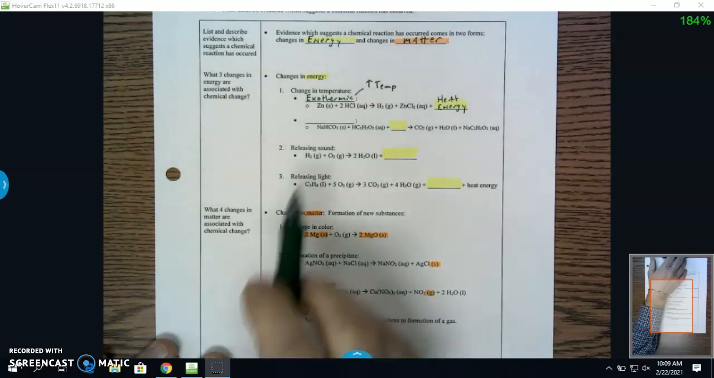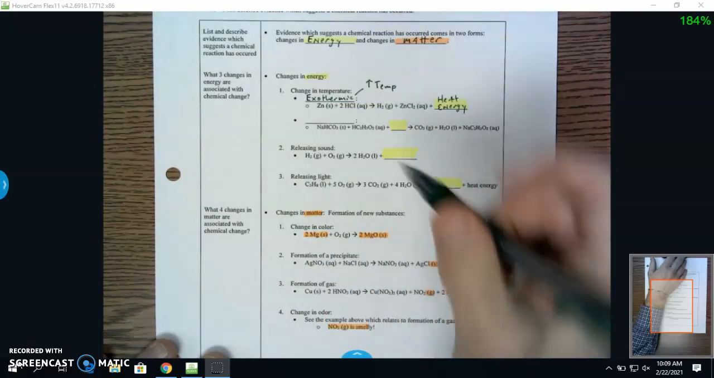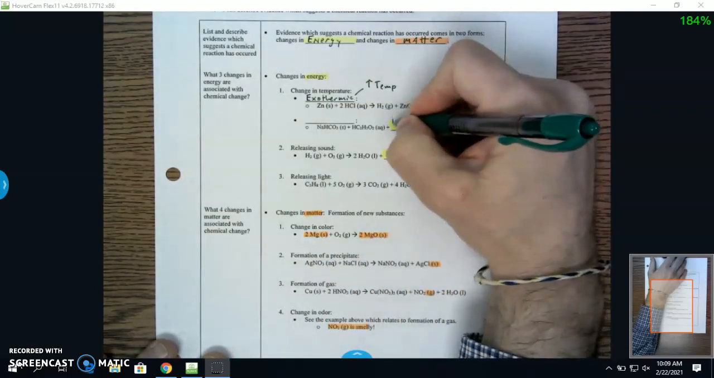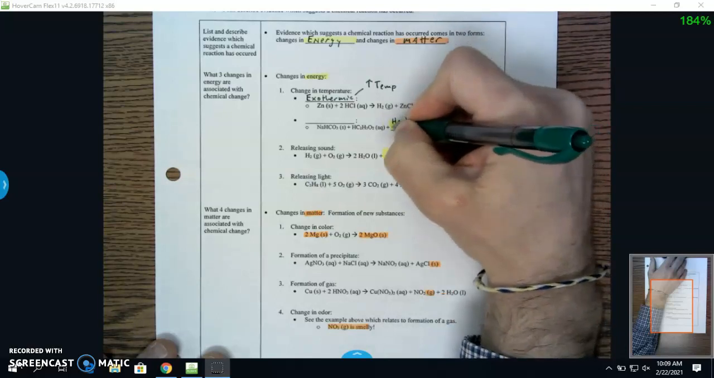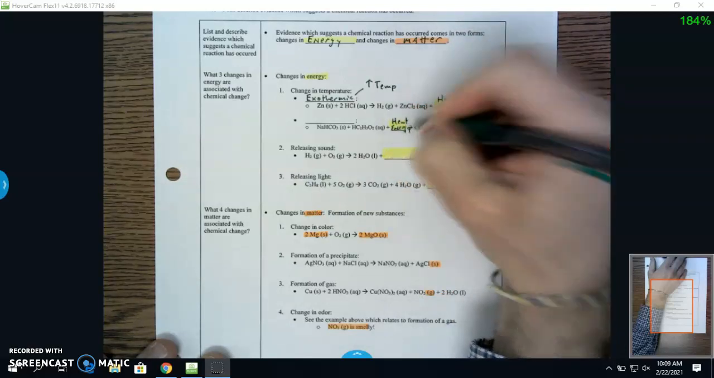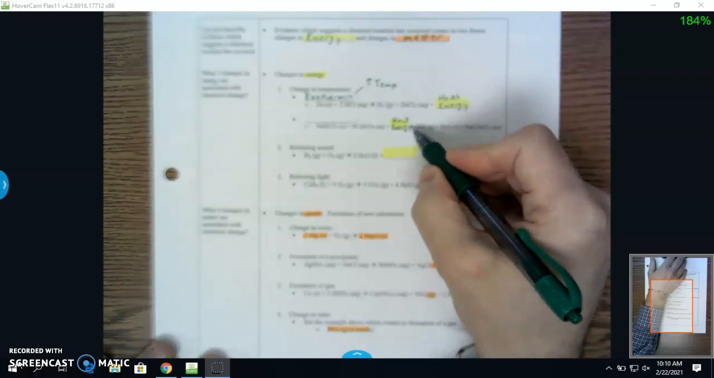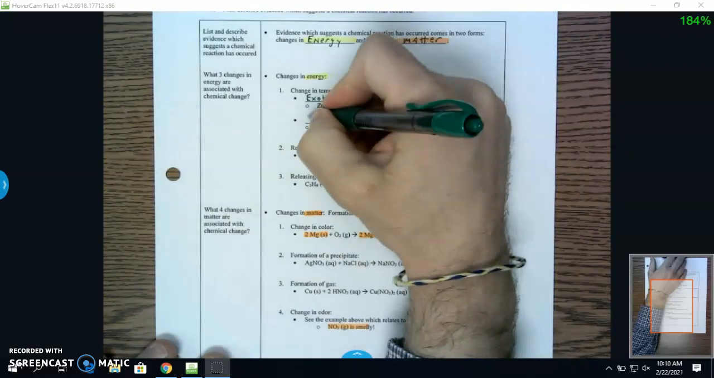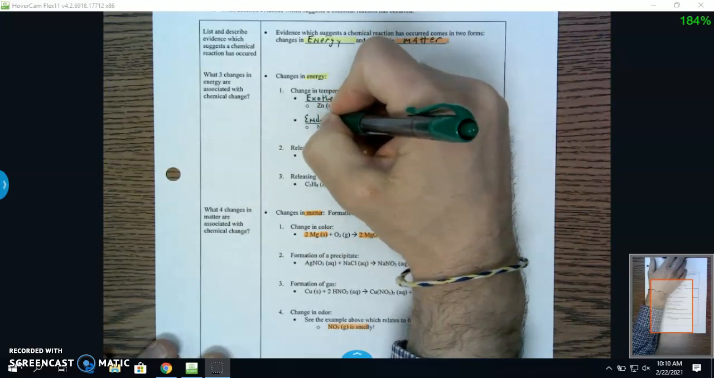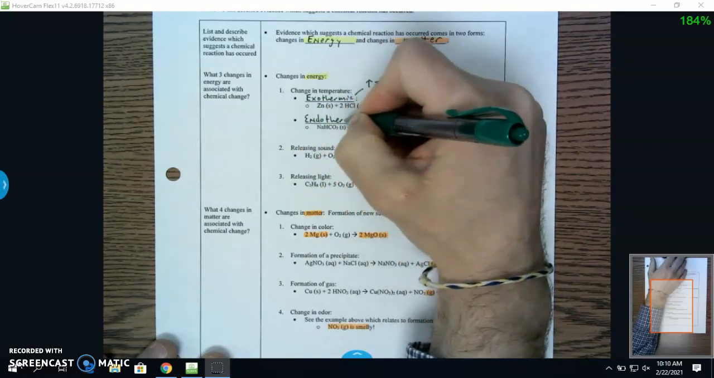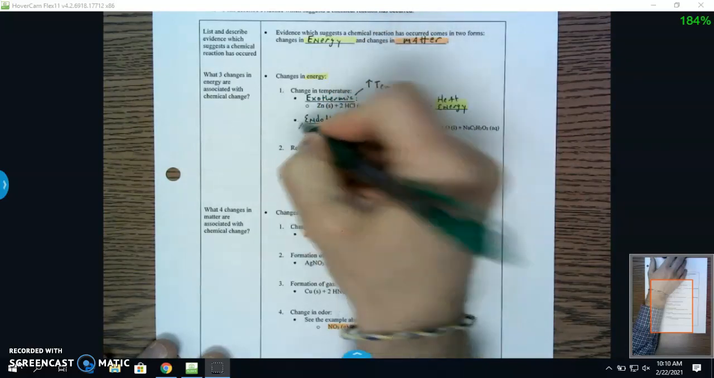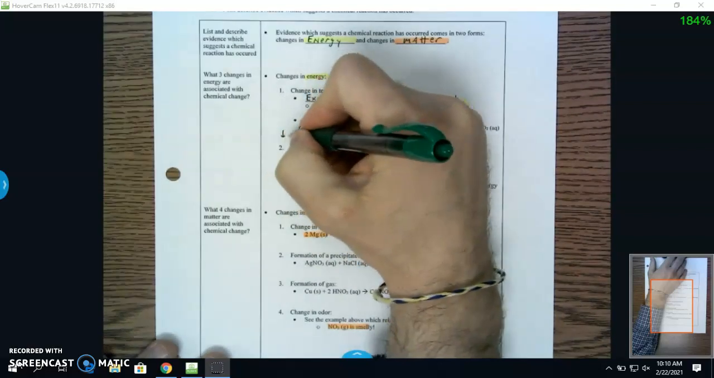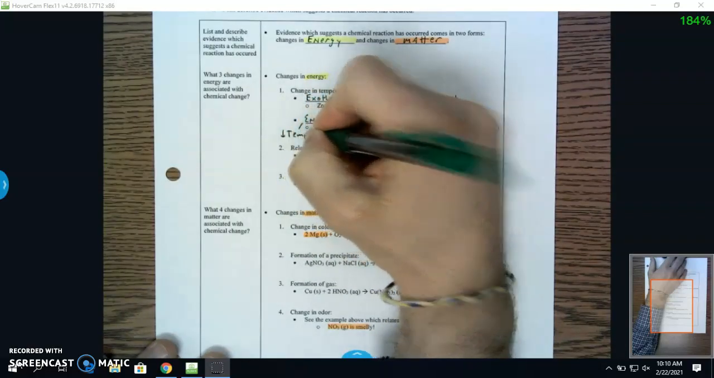In contrast, this is going to be an endothermic chemical reaction where heat energy is consumed. You can see that it's on the left-hand side of the chemical reaction. So this is endothermic. And in endothermic reactions, you would have a decrease in temperature.